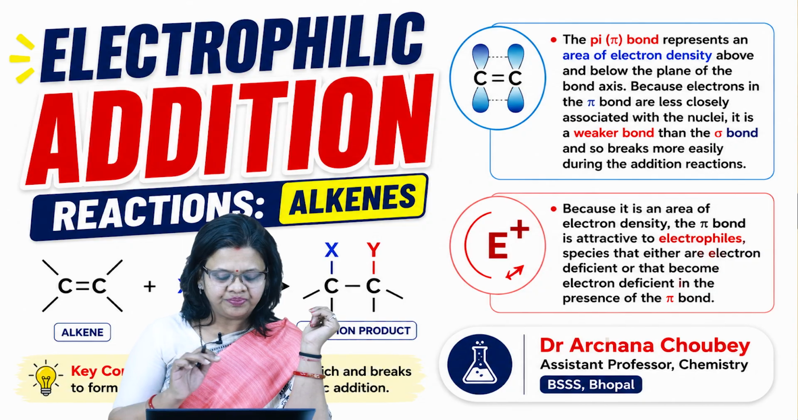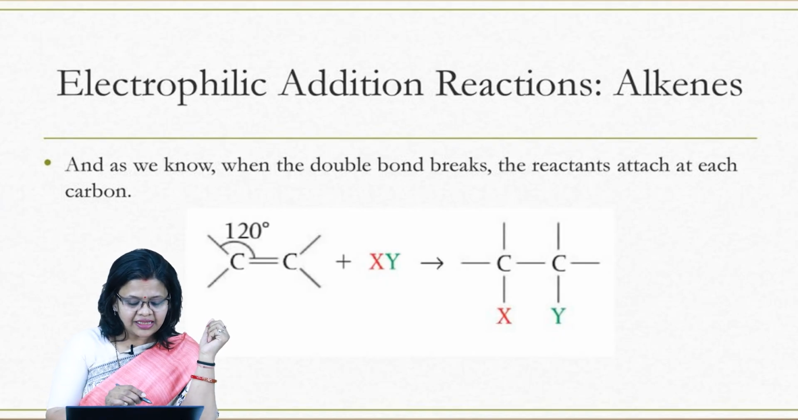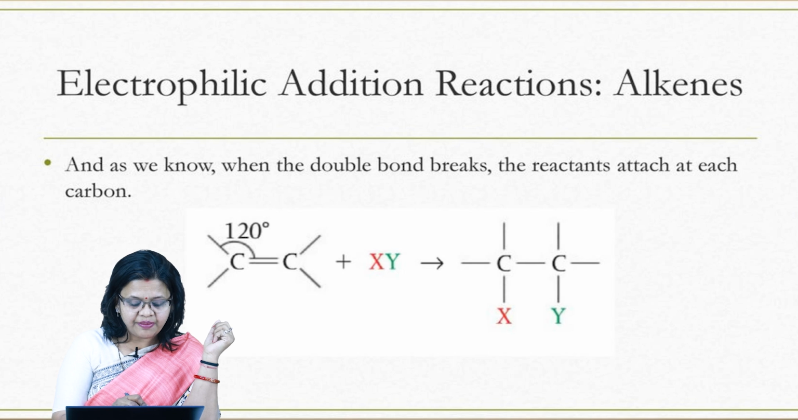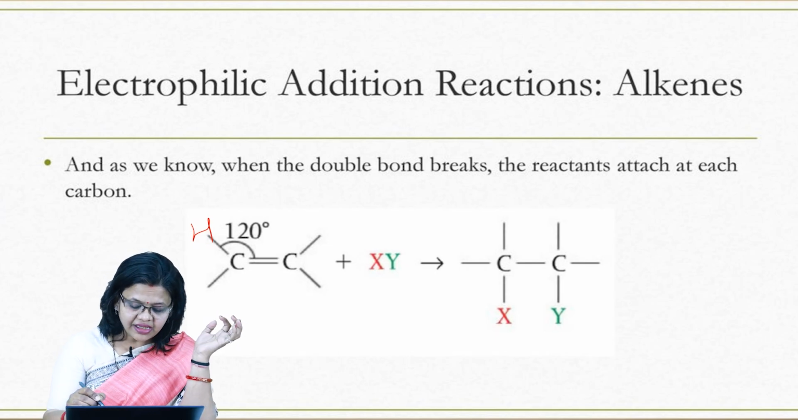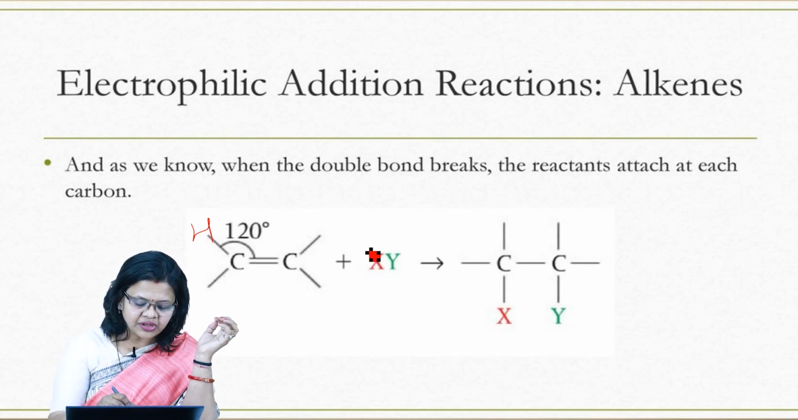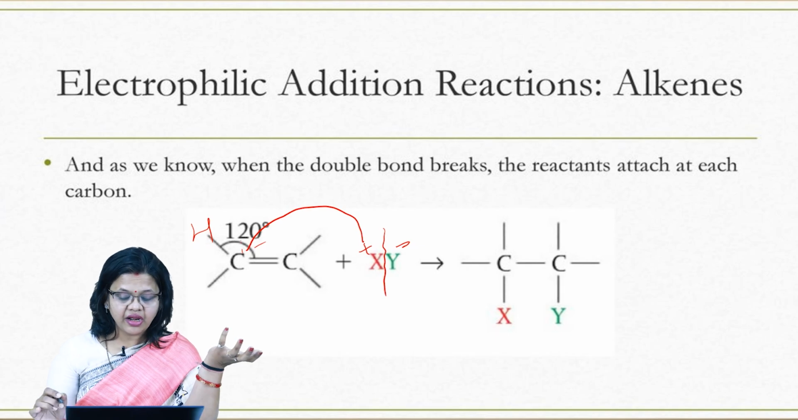Here, as we can see in the given reaction, the bond angle between the carbon and the neighboring atoms is 120 degrees, which makes the structure quite open. So, the entering species, which will be the positively charged species generated from the molecule, will come and attack easily, resulting in the formation of our desired addition compound.